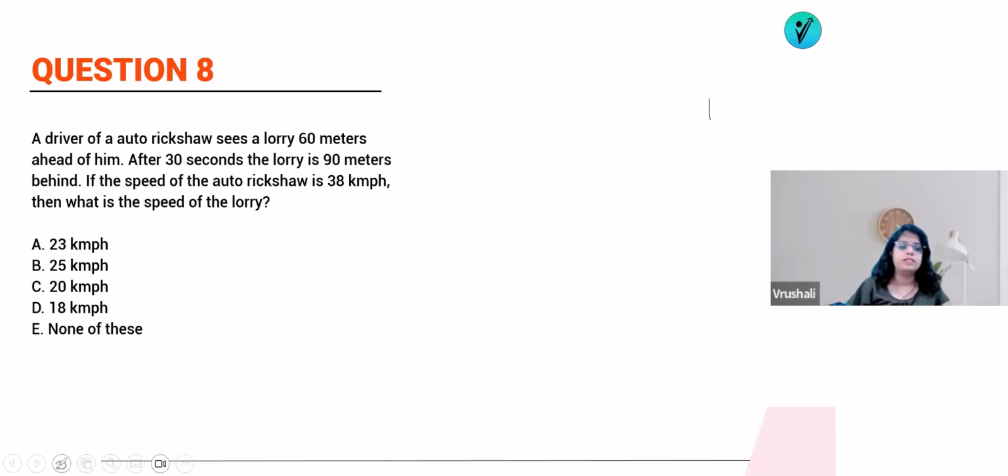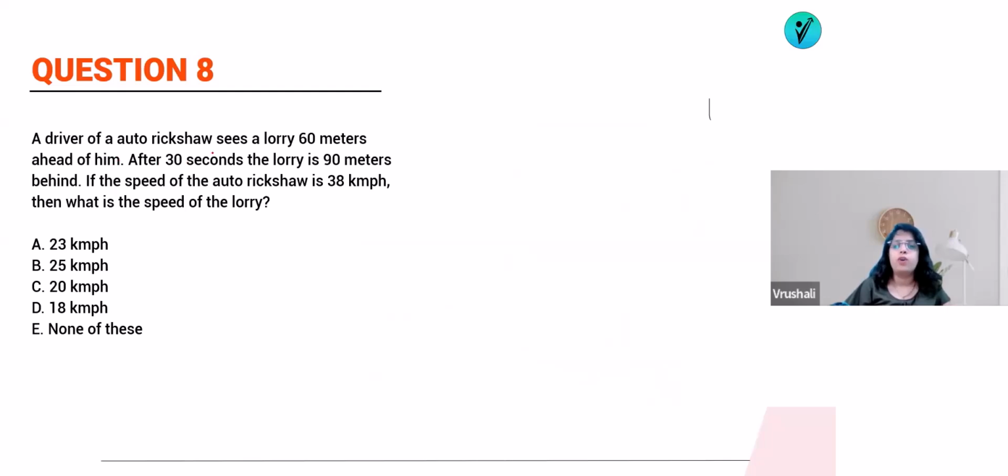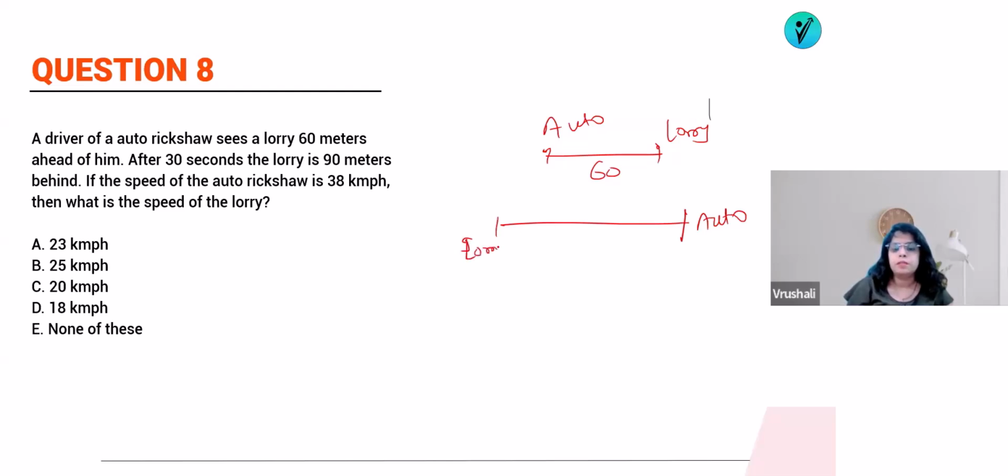So let's solve this next one now. A driver of an auto rickshaw sees a lorry 60 meters ahead of him. After 30 seconds, the lorry is 90 meters behind. Initially, it was 60 meters ahead. Suppose this is an auto and this is a lorry, it was 60 meters ahead. And after 30 seconds, what happens? The auto is going ahead, so the auto is here and that lorry is 90 meters behind.